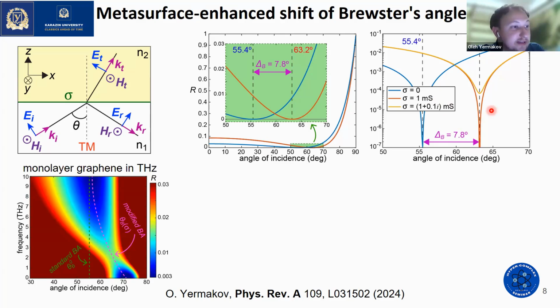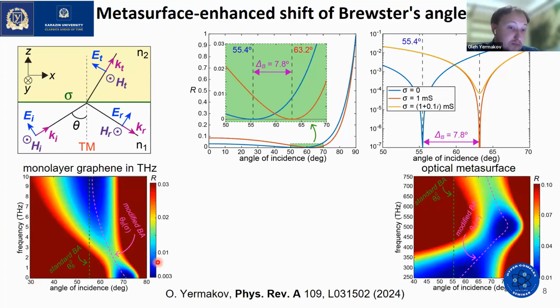Okay. So next we study the shift of the Brewster angle for different materials. We start from monolayer graphene in the terahertz region, and you can see here the color map showing the value of reflectance depending on the angle of incidence and frequency. The green line shows the conventional Brewster angle without this two-dimensional layer, and the magenta line shows the Brewster angle for the case of monolayer graphene put between air and glass. So we can see that it shifts more and more for lower frequencies.